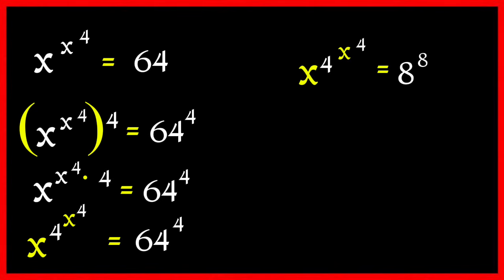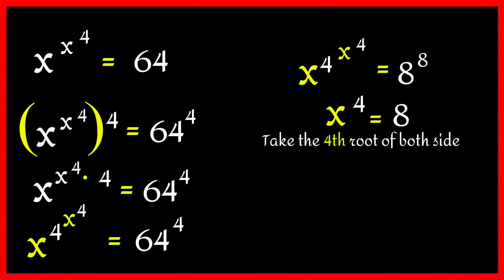Since both sides now have exactly the same structure, we can equate their corresponding bases. Therefore, x raised to the fourth power is equal to 8. Now, since the exponent is 4, which is an even number, there are two real solutions. Taking the fourth root of both sides gives us x equals positive or negative the fourth root of 8. And that is our answer.